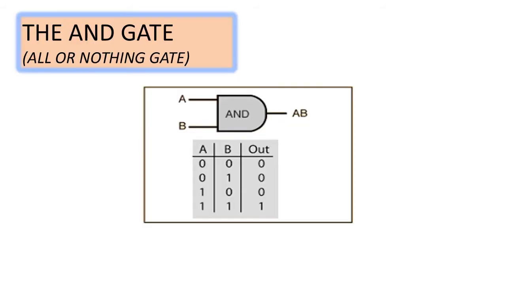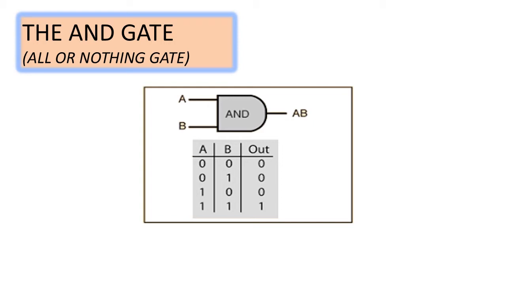Now we can see each of the gates in detail. First is the AND gate. An AND gate has two or more inputs but only one output. The output assumes the logic 1 state only when each of its inputs is at logic 1 state. The output assumes the logic 0 state even if one of its inputs is at logic 0 state. The AND gate therefore may be defined as a device whose output is 1 if and only if all its inputs are 1. Hence, the AND gate is also called an all or nothing gate.